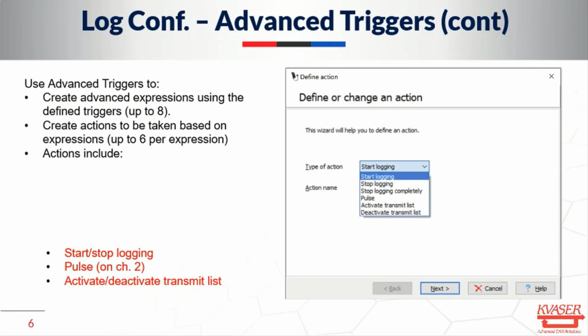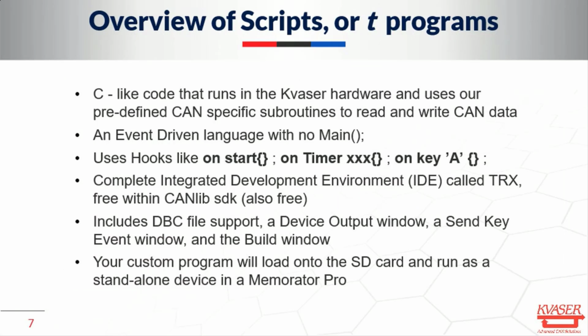So we will move on from advanced triggers, and talk briefly about scripts or T programming. If you look at the trigger capability, the advanced trigger capability is the first 2 levels of using the Memorator, configuring the Memorator to catch your specific data. I would call T programming the programmer's ultimate method or tool for catching your data.